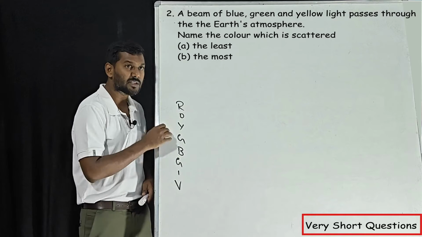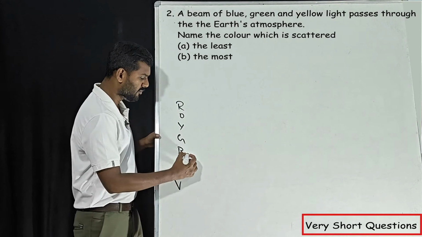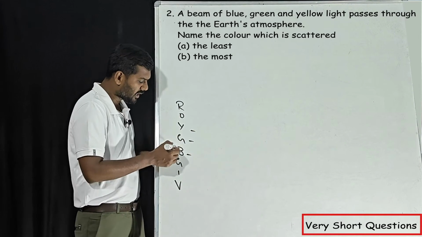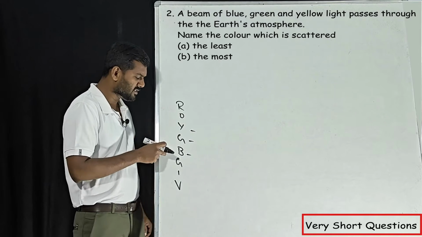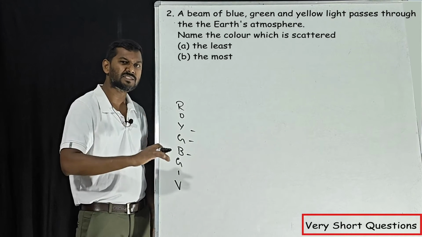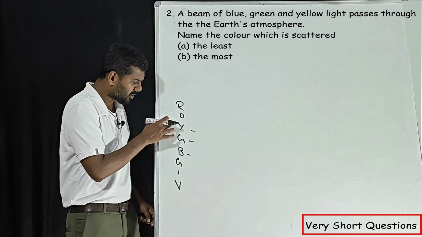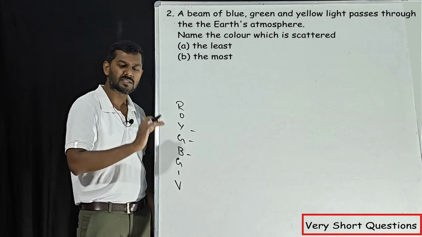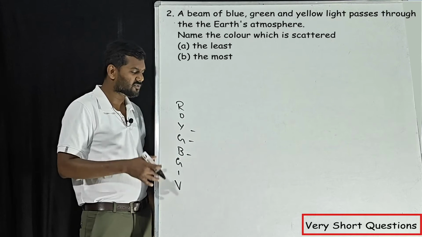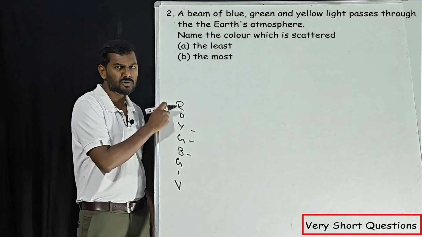Now once you write this, select the colors. They have given blue, green and yellow. They are talking about these three colors. In these three colors, which will scatter least and which will scatter most, that we have to identify. Many students can answer easily, but few students will find it difficult. That's why I'm teaching you this method.